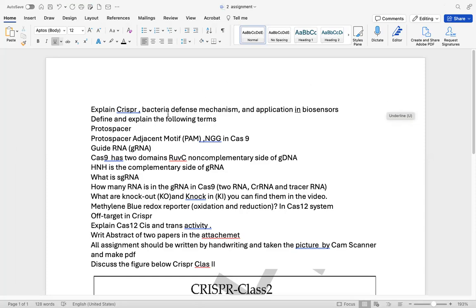find out the terms like what is protospacer, what is protospacer adjacent motif, which is called PAM, and then what is guide RNA, what is Cas enzyme. There are many, Cas9, Cas13. There's a lot of Cas enzyme. And what is single guided RNA? What is guide RNA already been mentioned.